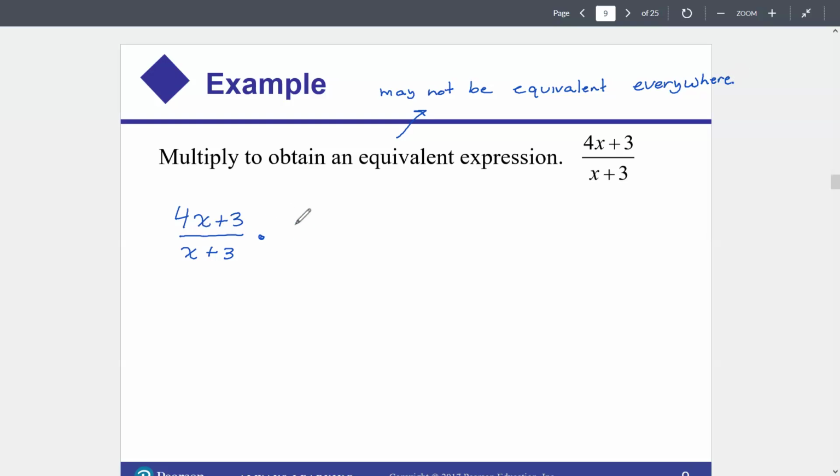So one of the things I could do is simply multiply the top and the bottom by the same number, because we know that is just equal to 1. So we could end up with 5 times 4x plus 3 over 5 times x plus 3, which is 20x plus 15 over 5x plus 15.